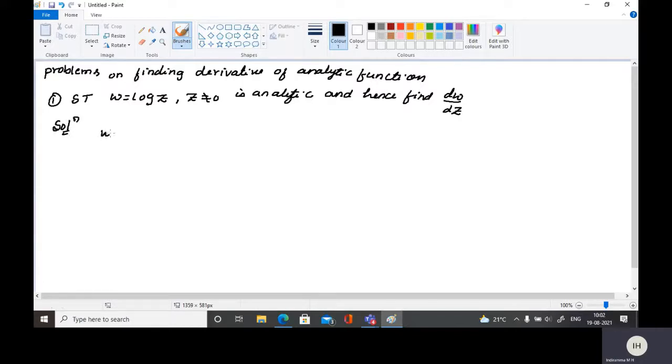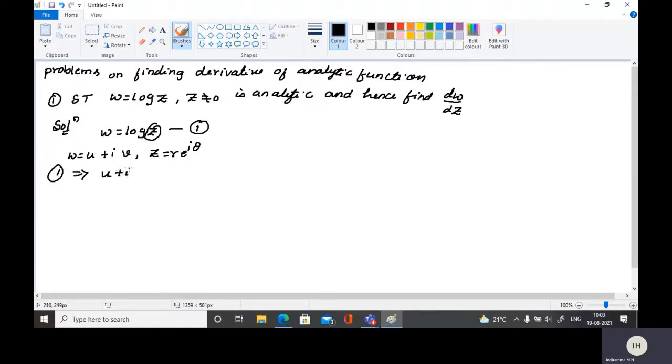So w is given as log z. As we know, w is nothing but u plus iv, and we have to substitute for z either in Cartesian form or in polar form to separate the real and imaginary terms. If we substitute z equals x plus iy, it is difficult to separate the real and imaginary terms. For that I am going to substitute z equals r e power i theta in the polar form. I will call this equation 1.